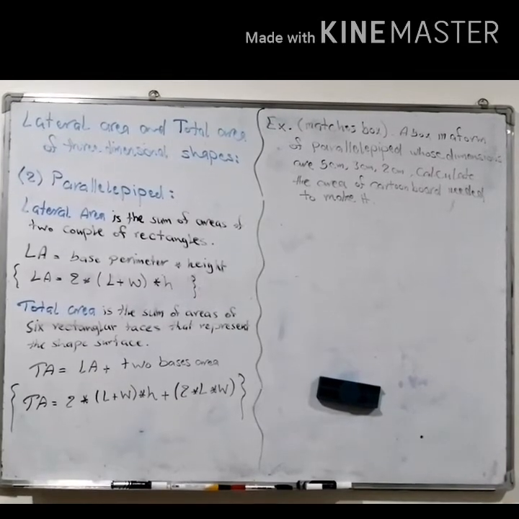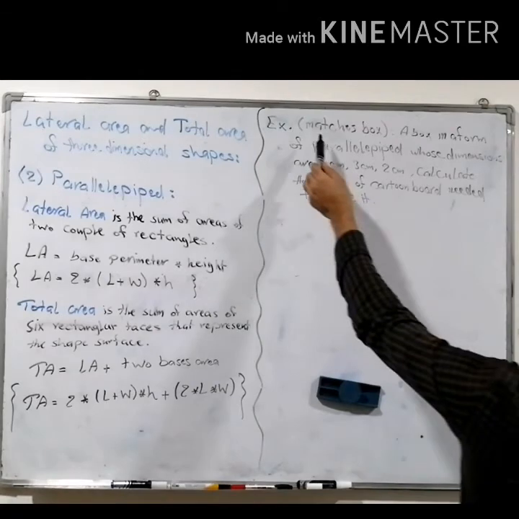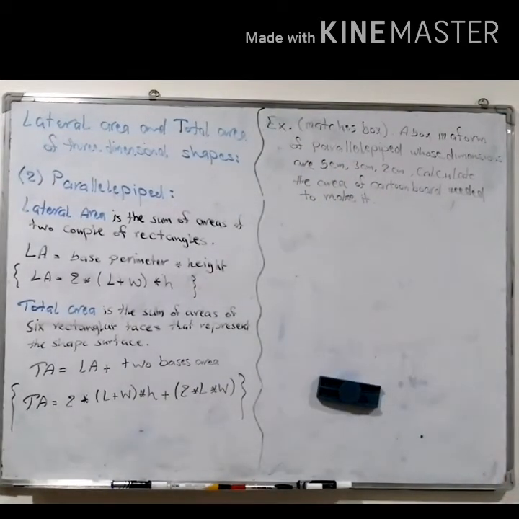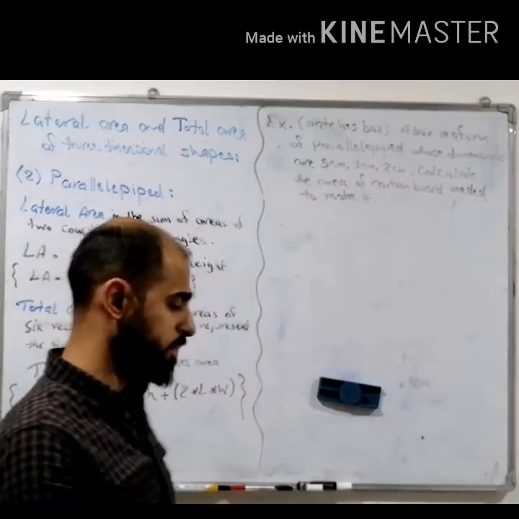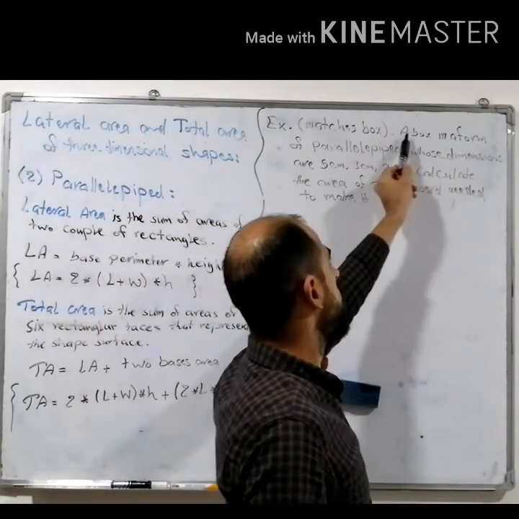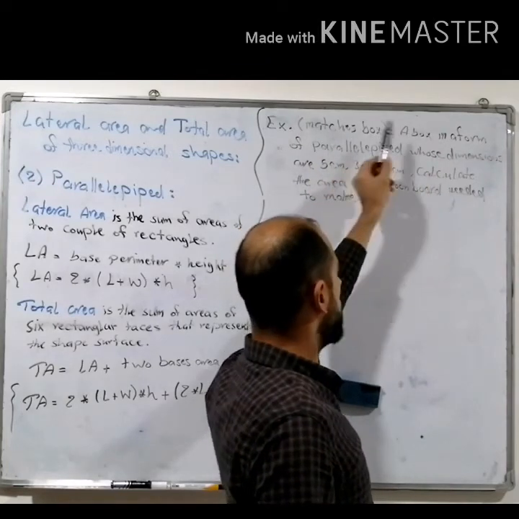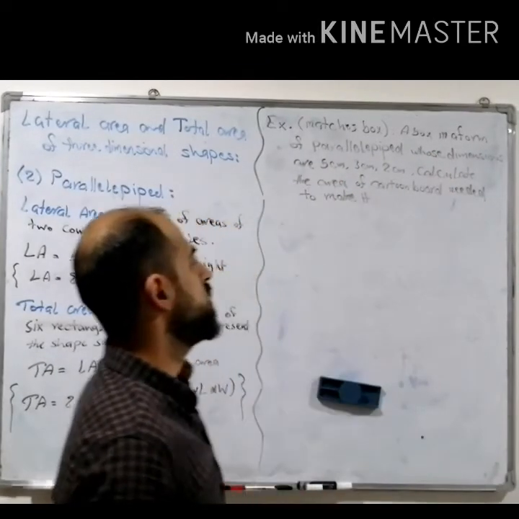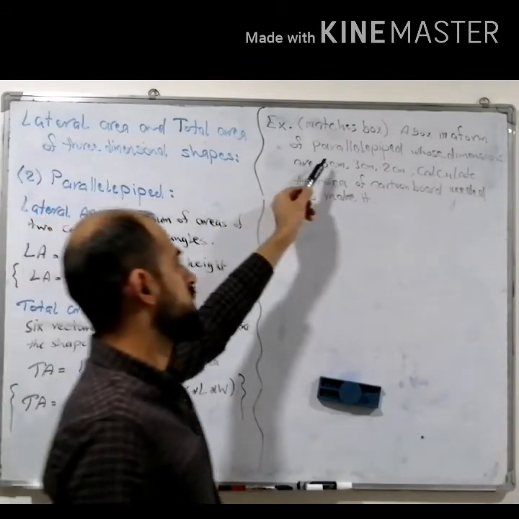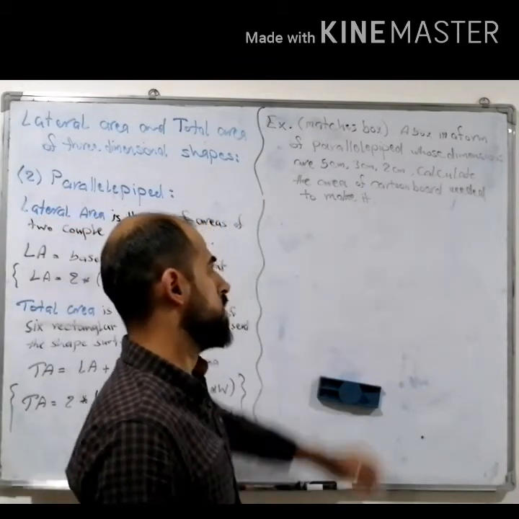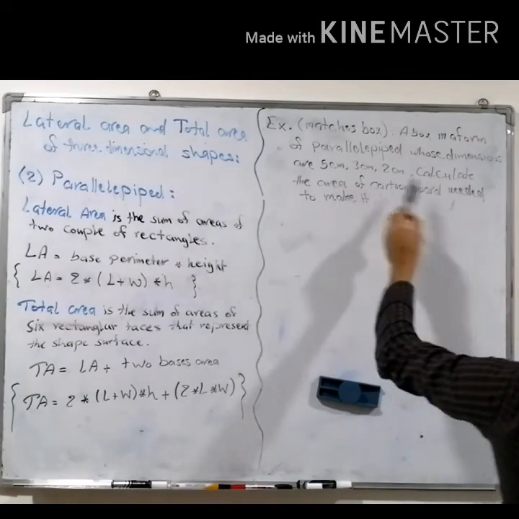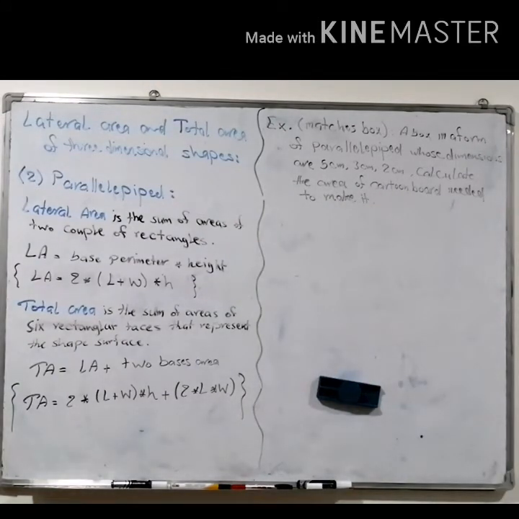Now we will take another example on parallelepiped and how to find its area. Here we have a matchbox. The matchbox is in the form of a rectangular parallelepiped, you know its shape. A matchbox in the form of a parallelepiped whose dimensions are 5 cm, 3 cm and 2 cm. Calculate the area of carton board needed to make it.